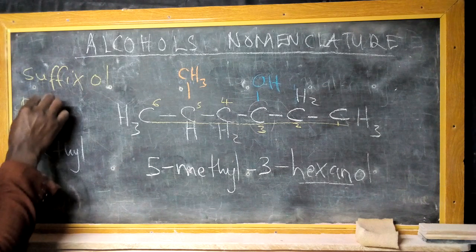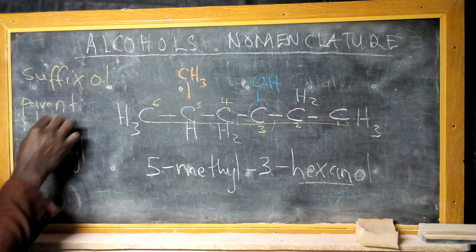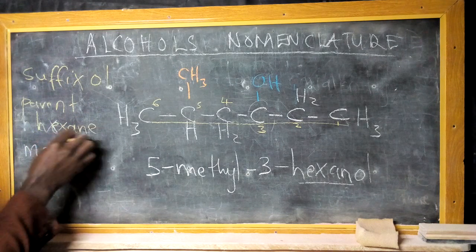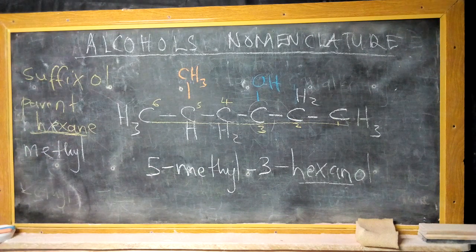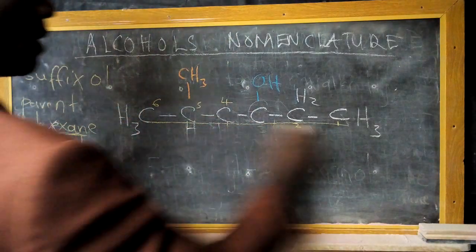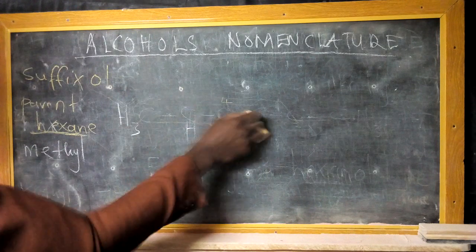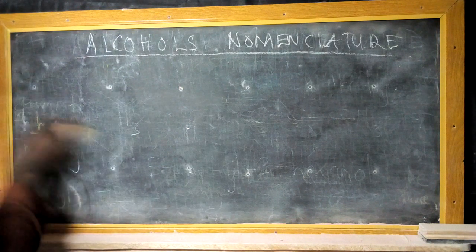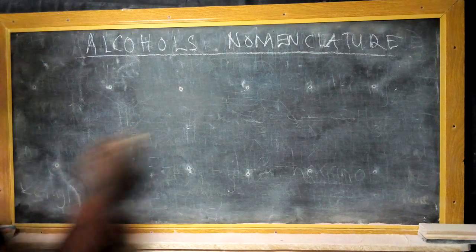The parent name comes from the name hexane, so that is hexane, and then we shall have that combination of name that gives us 5-methyl-3-hexanol. So that is the name for that particular alcohol. We shall look at another example, looking at alcohols that have a cyclic nature, or that appear in rings.